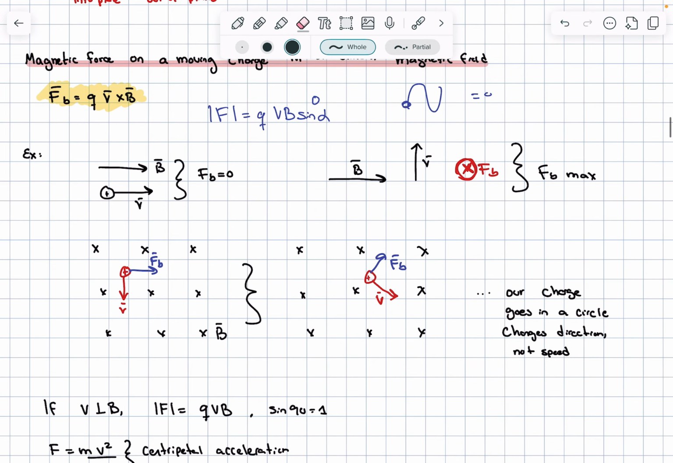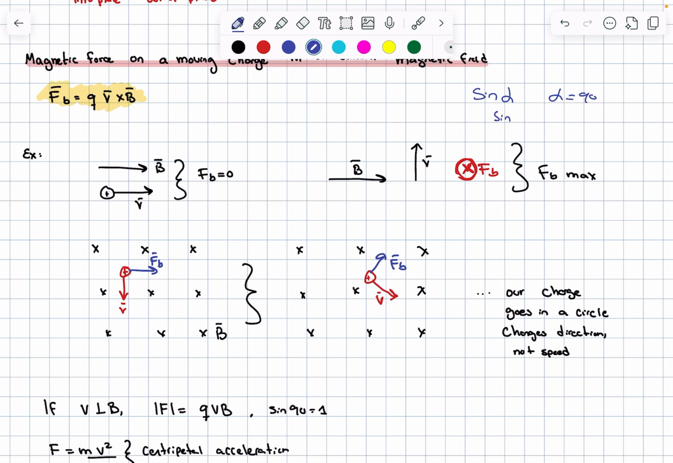On the opposite side, here we see that the velocity is moving up, B is moving here. Well, that means that they are at 90 degrees to one another. And sine of theta, or sine of alpha, whatever you want, the angle between them, if that is 90 degrees, sine of 90 degrees is equal to 1. So we have a maximum value here. So whenever B is at 90 degrees or perpendicular to V, we're going to have a maximum force experienced on our little charge here moving in that direction.